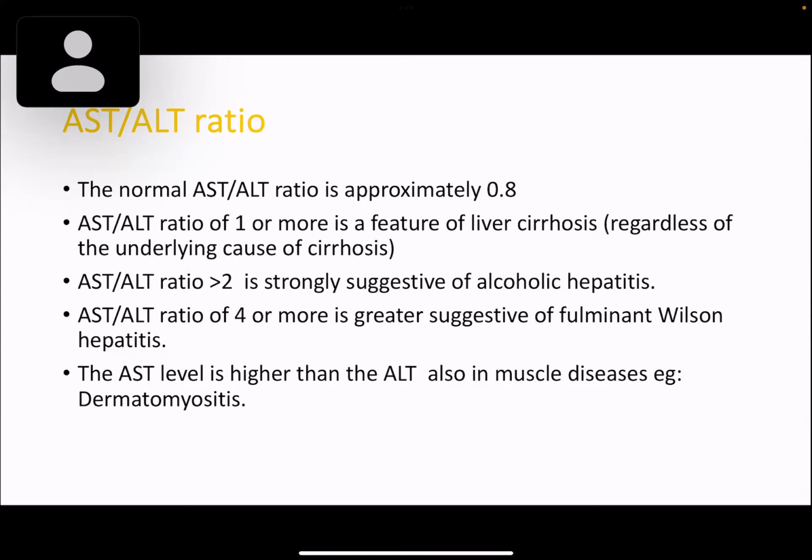An AST-ALT ratio of 4 or more is reported in patients presenting with acute Wilson disease, acute fulminant Wilson disease. As you know, Wilson disease is an inherited metabolic liver disease that can take different presentations. It can present acutely with acute hepatitis, sometimes with acute liver failure, and also it can present in a chronic state.